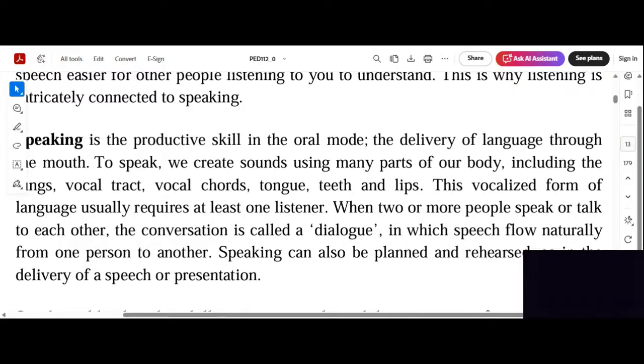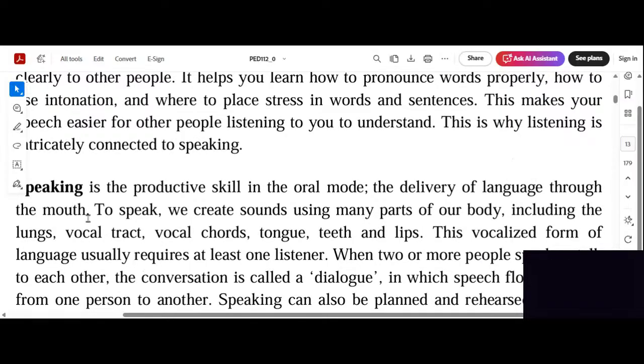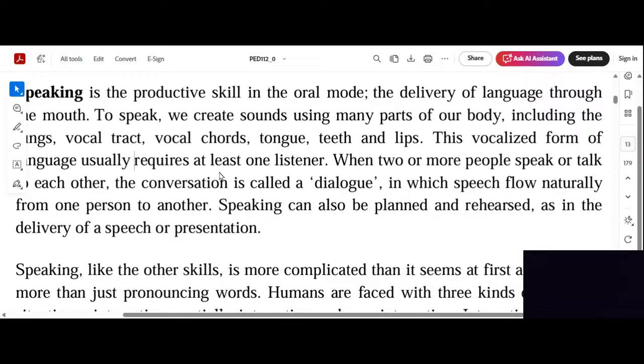So to speak, we create sounds using many parts of our body, including the lungs, the vocal tract, vocal cords, tongue, teeth, and lips. You may think that speaking is just all about your tongue dancing in your mouth. No, there are a lot of things that participate in you being able to talk, being able to make a speech, a sound. Now, this vocalized form of language usually requires at least one listener.